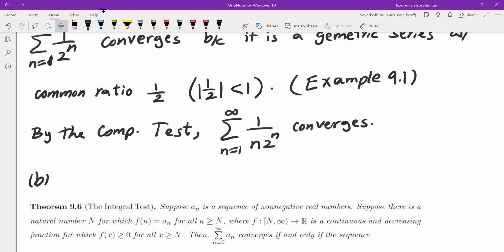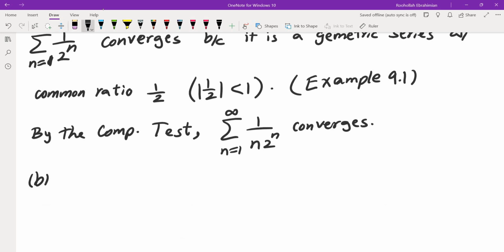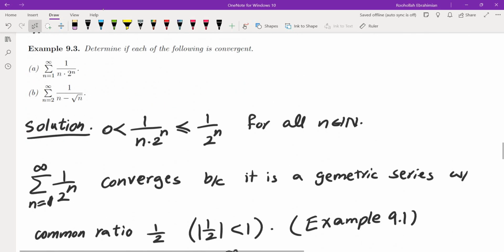Okay, so that was the first example. So when you drop the n, you get something larger which converges. Therefore, this smaller one also converges. And as I said again, you have to check these conditions. Make sure you check all of the conditions. So the key conditions are these two: that both sequences are positive and one is always less than the other one.